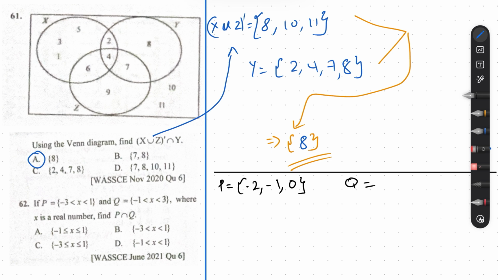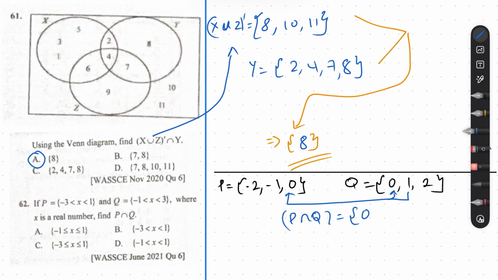Okay, let's now find Q. Q is from -1 to +3, and they're also what? Non-inclusive. So we write it 0, 1, 2. So that is our Q. Now we need to find the intersection between this and this. Which elements are common? The only common elements are what? 0 and 0. Okay, so P intersection Q is the set 0.